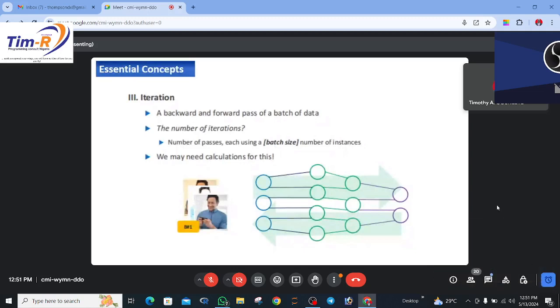We may need calculations for this based on the data that we are dealing with. To be able to determine the batch size and also the number of iterations, it depends on the size of the data, like I said.